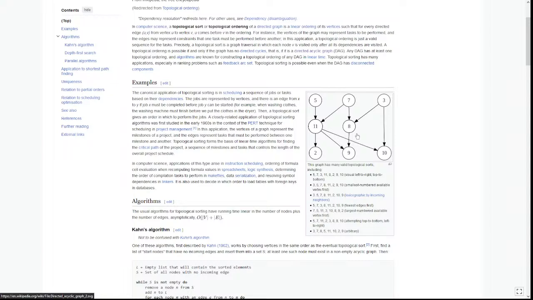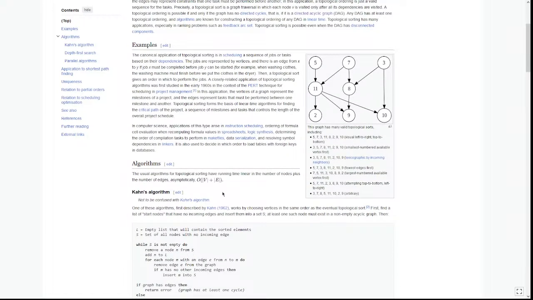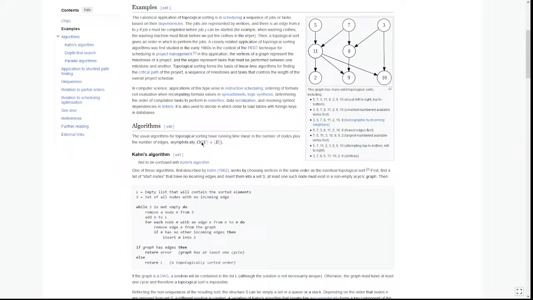The usual algorithms for topological sorting have a running time linear in the number of nodes plus the number of edges. Asymptotically, O of absolute value of V plus absolute value of E, which is vertices and edges.